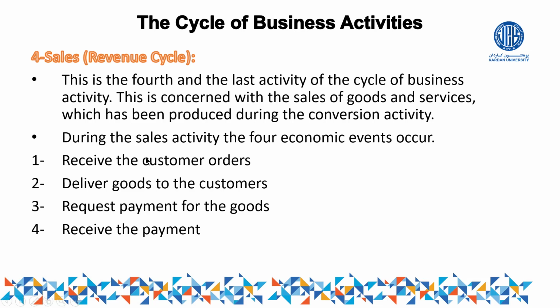And what are the steps for this one? It means how the business can go through the revenue cycle. The revenue cycle basically starts from here. The organization receives the order from the customers and then delivers goods to the customer. We send the goods to the customer, then we request the payment, and then we receive the payment. It means four steps are available here. So it is very simple. Four steps are there.